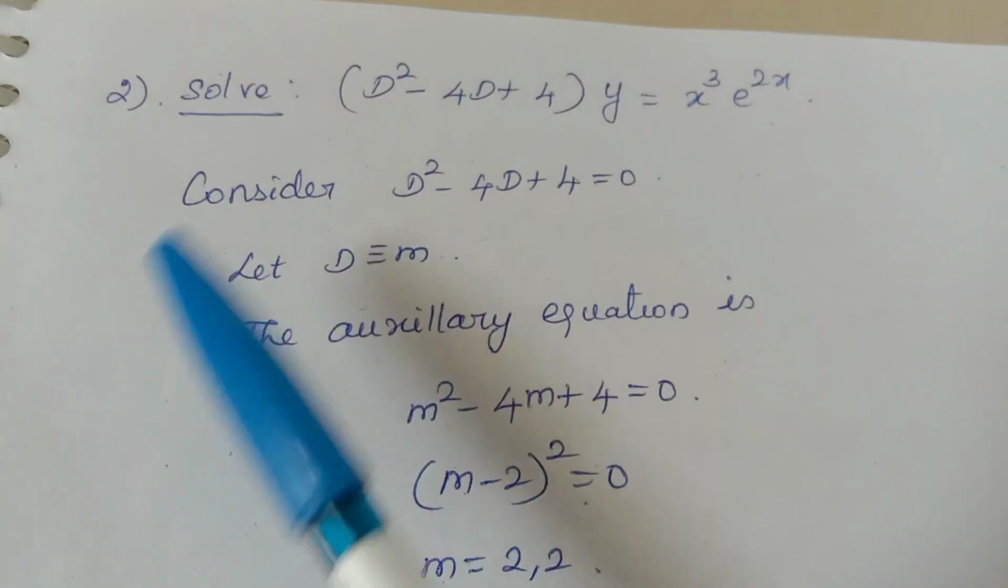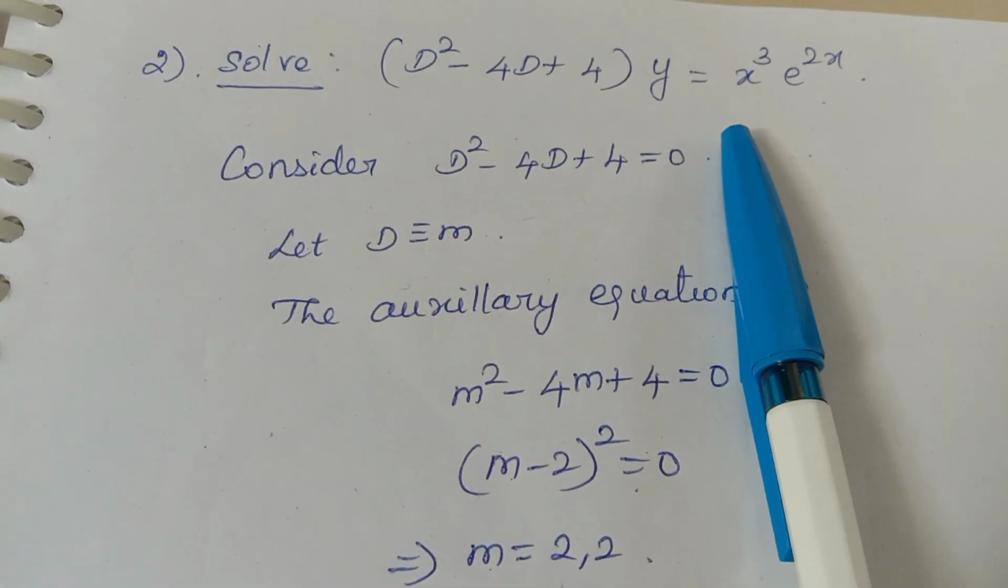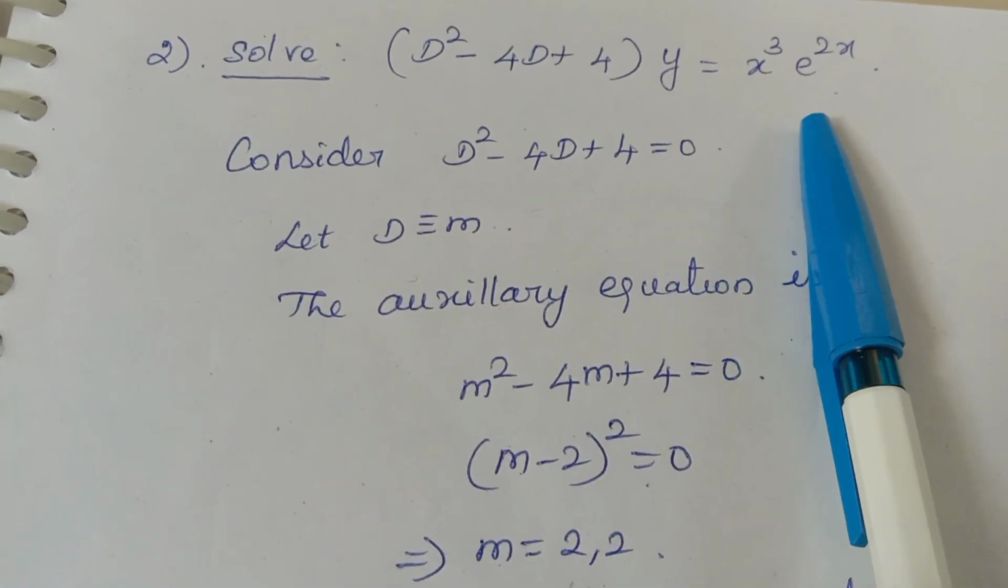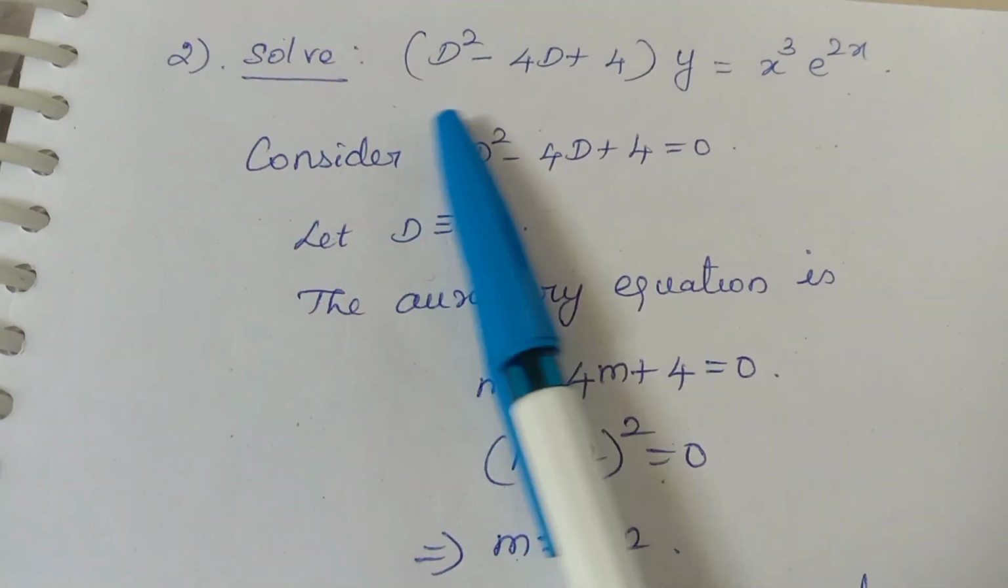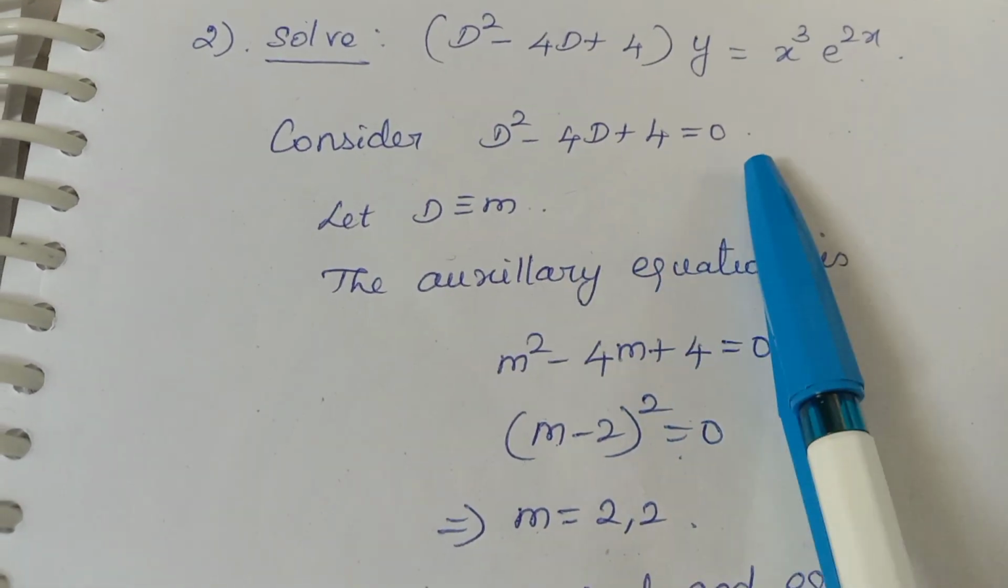See, this is a problem. D square minus 4d plus 4 into y equal to what? X cube into e power 2x. Right? Now, for finding the complementary function, take the left hand side. D square minus 4d plus 4 equal to 0.